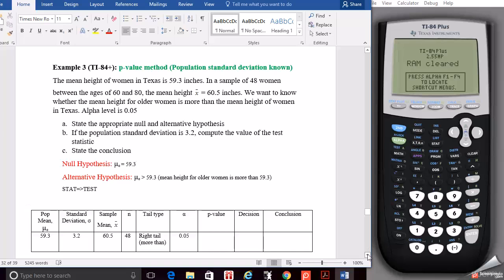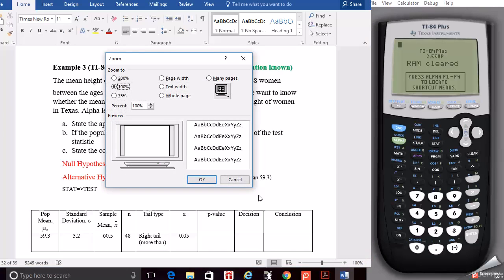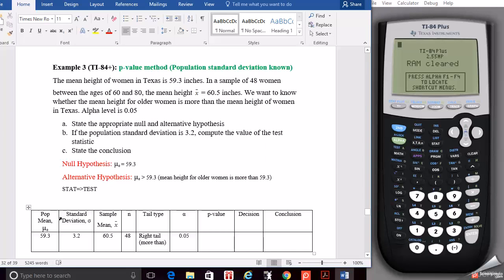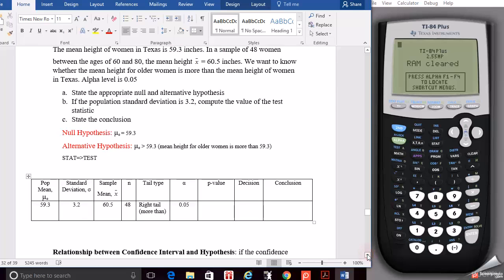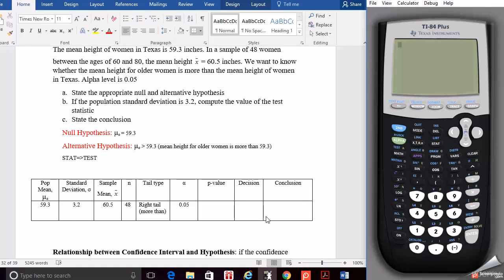We're going to do this using this table right here. We have the population mean given as 59.3, the population standard deviation given as 3.2, the sample mean 60.5, and the sample size is 48. This is a right-tail test because we are saying that the sample mean is greater than the known population mean. So we are going to go to our TI-84 Plus and do this.